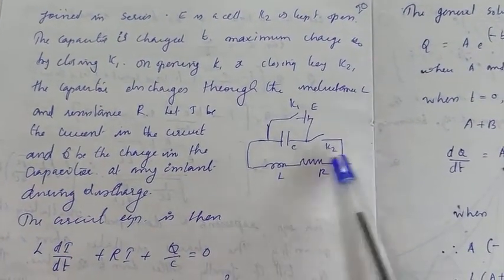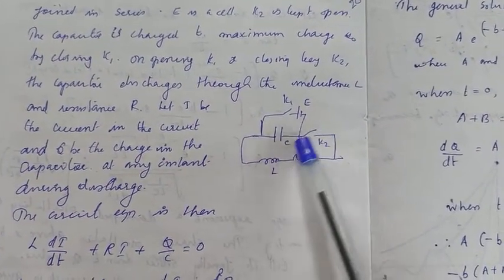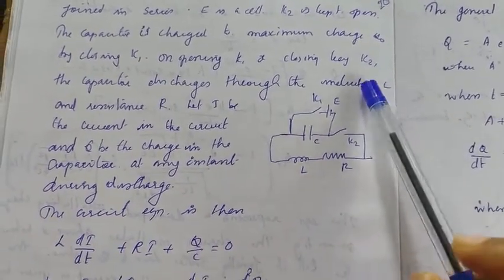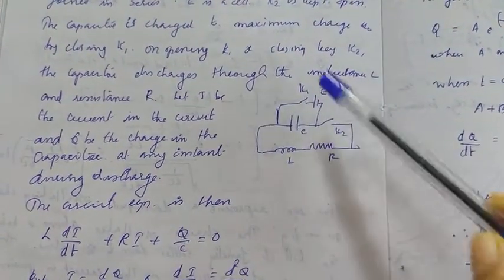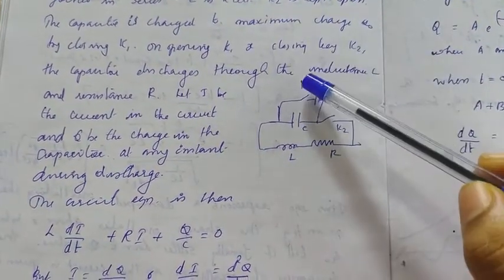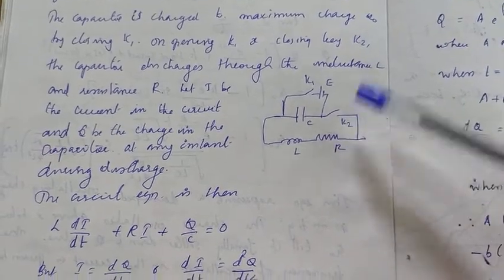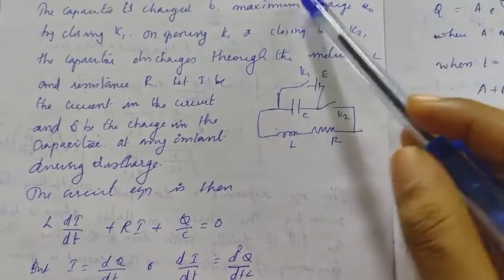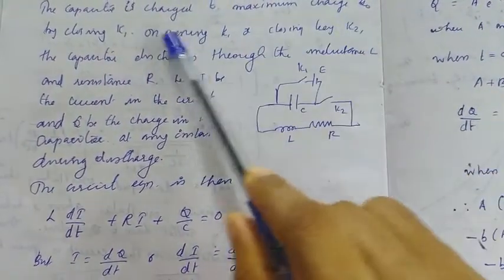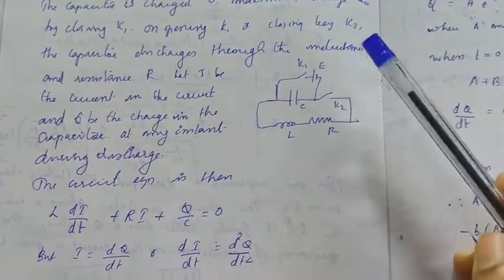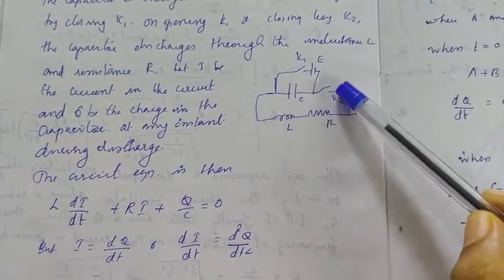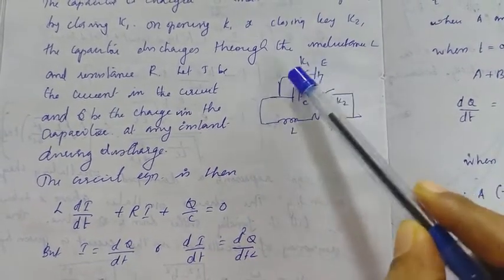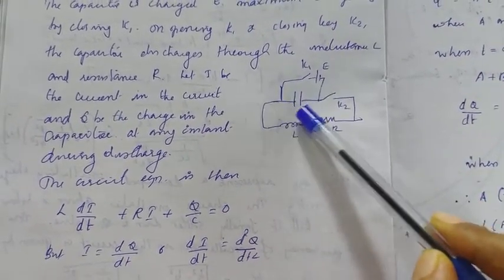L, R and C connected to the cell through the key. E is the cell, and here there are two keys, K1 and K2. K2 is kept open. The capacitor is charged to a maximum value Q0 by closing the key K1. So if this key is kept open and this key is closed, only this circuit will work.